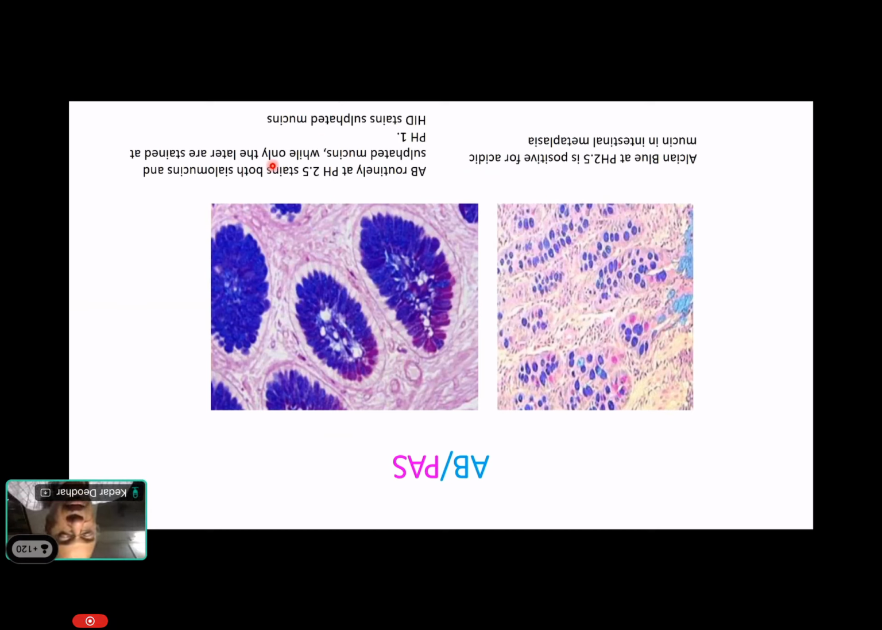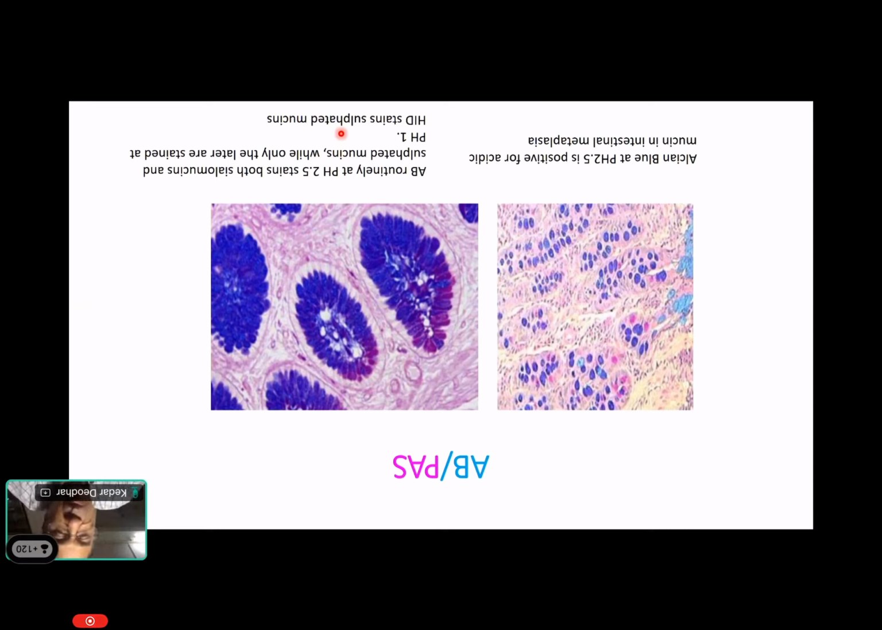On the right side, we look at these things, and what we know from the mucin histochemistry is that Alcian blue routinely at pH 2.5 stains both xylomucins and sulfated mucins. Both types of mucin are acidic mucins, and only the latter, meaning the sulfated mucins, are stained at pH 1. The sulfated mucins have a bad connotation because this type of mucin is usually seen in carcinomas and dysplasias. So high iron diamine is one of the histochemical stains.